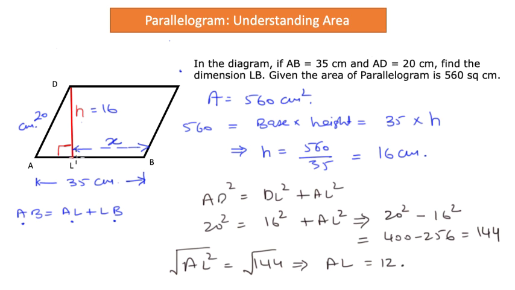Now we know the dimension AL. So AB, that was 35, is equal to AL, which is 12, plus LB. LB is x. That implies that x is equal to 35 minus 12, and that equals 23. So this x is equal to 23 centimeter.